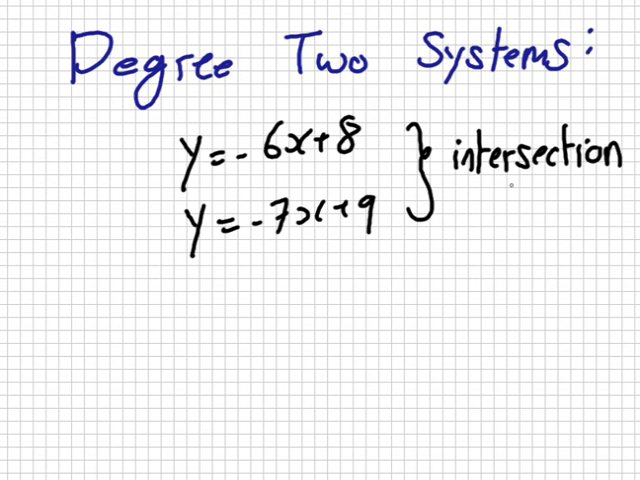We want to know where they meet. So I want to know what the intersection point is. And today we'll learn 4 different ways to find it.